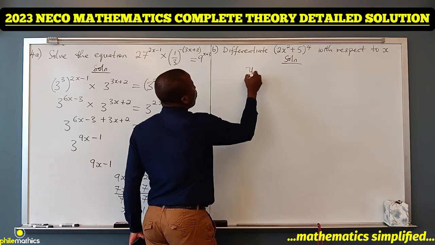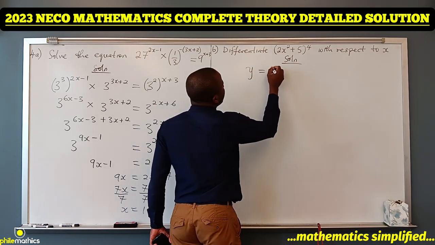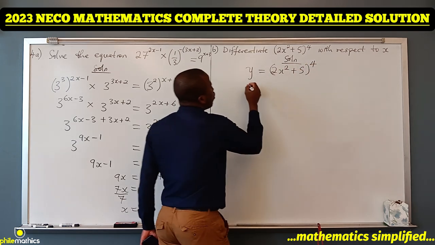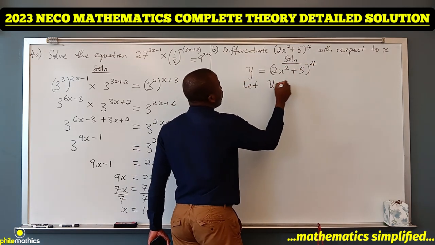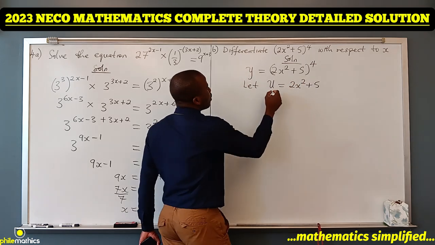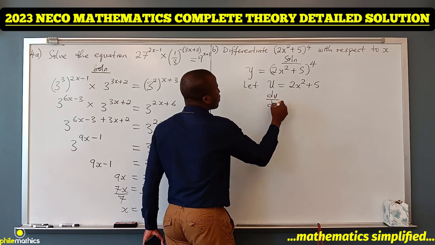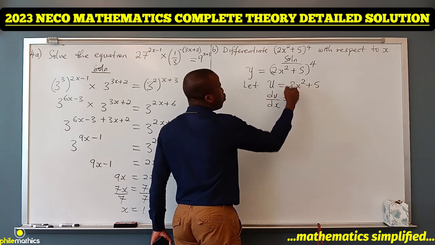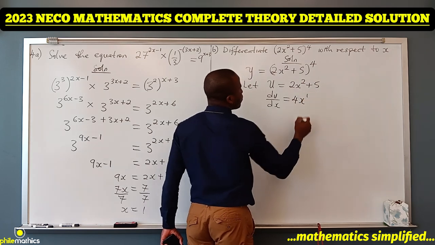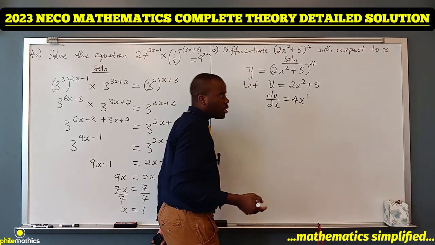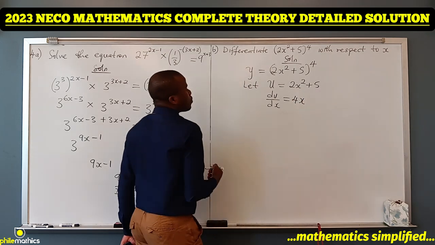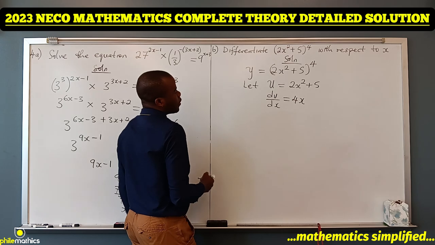So if y is (2x squared plus 5) raised to the power 4, we can say let u be 2x squared plus 5. And so if we differentiate u with respect to x, we have 2 times 2 is 4x, subtract 1 from the power, which is 1. And if you differentiate a constant, it is 0. And x to the power 1 is 1, is x. So du/dx is 4x.